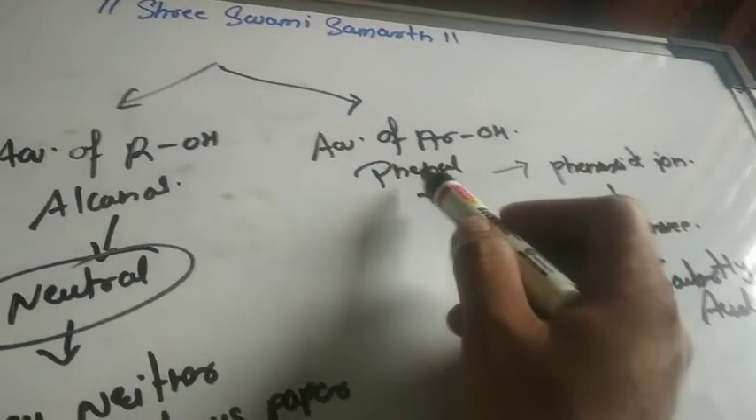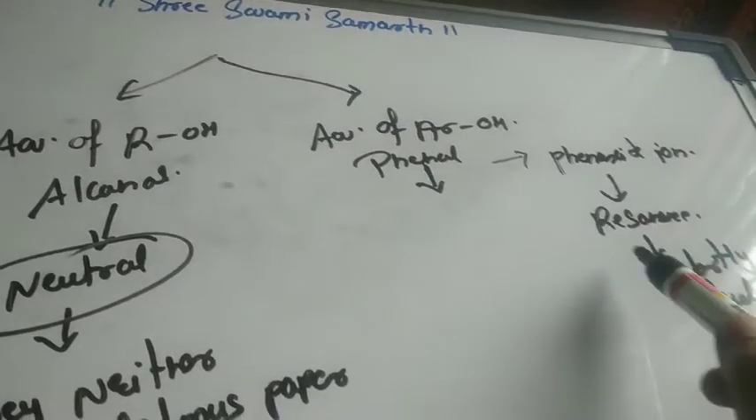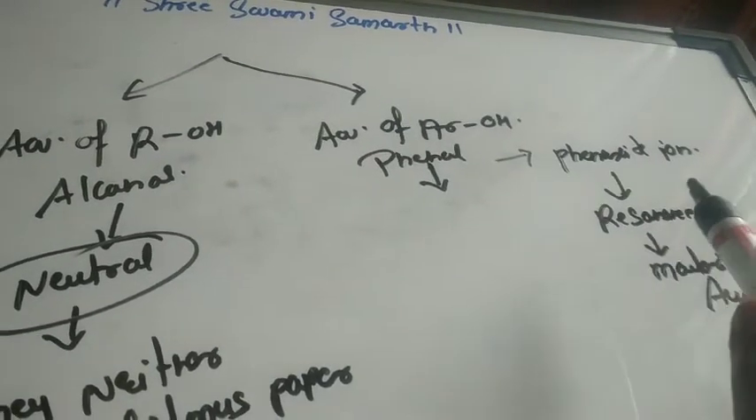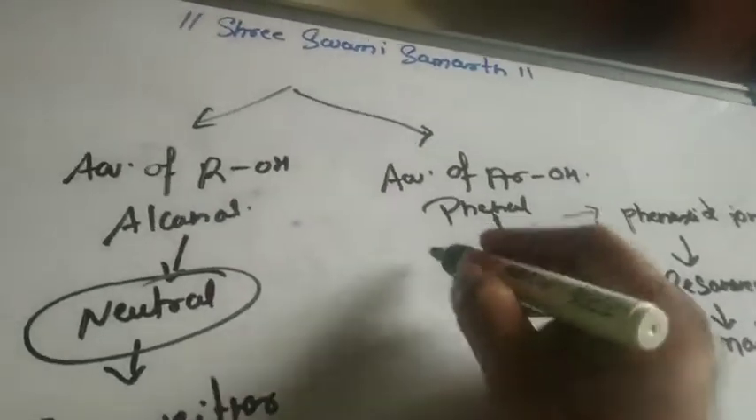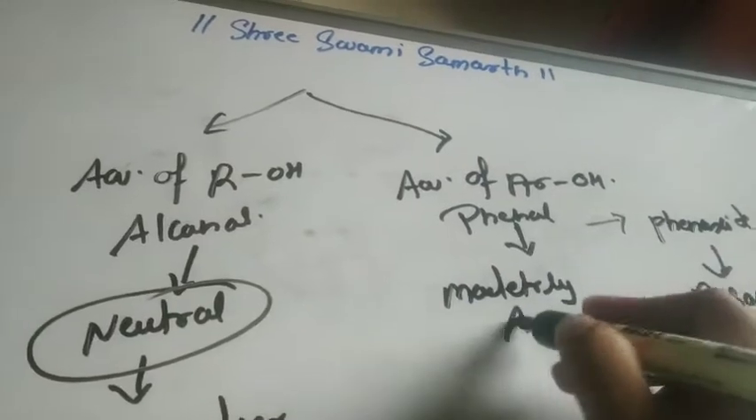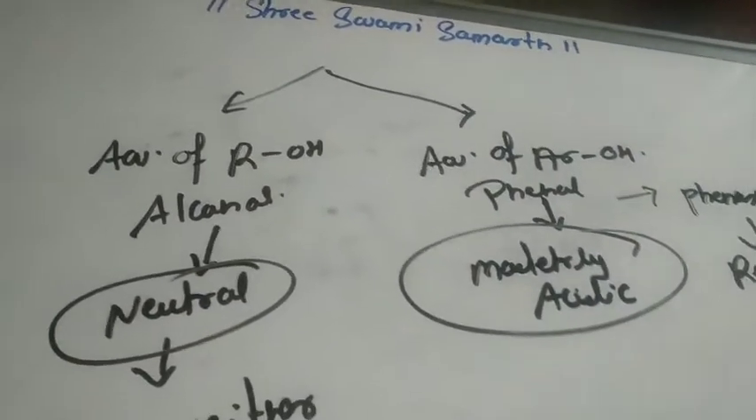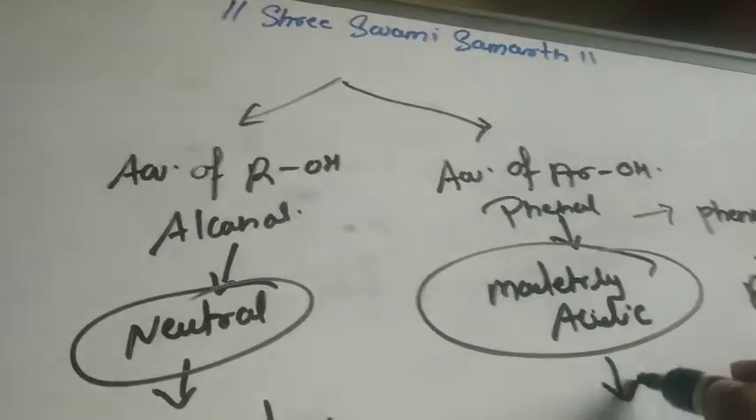So when you remove one hydrogen from the phenol, it gets converted into phenoxide ion, and this phenoxide ion can be stabilized by the resonance, and due to the stability due to resonance, they will be moderately acidic. So here we will write they are moderately acidic. Right? So if they are moderately acidic, what will happen?